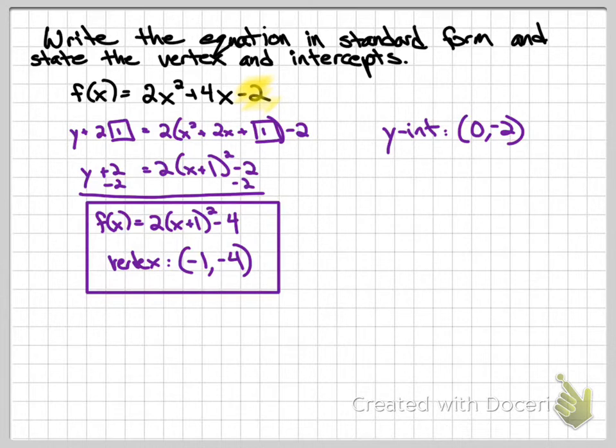Now x-intercept. Technically, you could use either equation. If you want to go back to the form you're used to at the top, you used to call it standard form, and do the quadratic formula, you're more than welcome to. But we got it into our new standard form for a reason, so let's use that one. So I know 2 times (x plus 1) squared minus 4, that's f of x. If I'm finding x-intercepts, I want to know when it equals 0. Rules don't change. If you're trying to find x-intercepts, you make y equal 0.